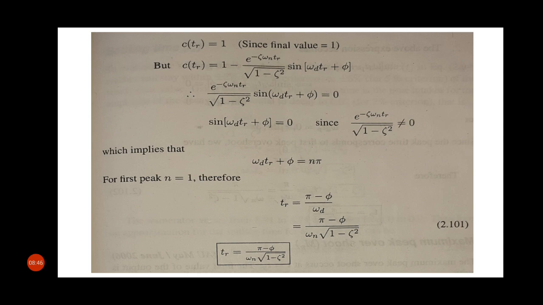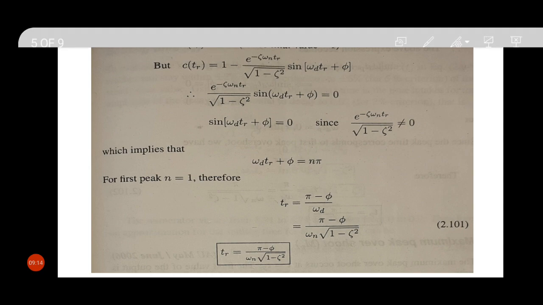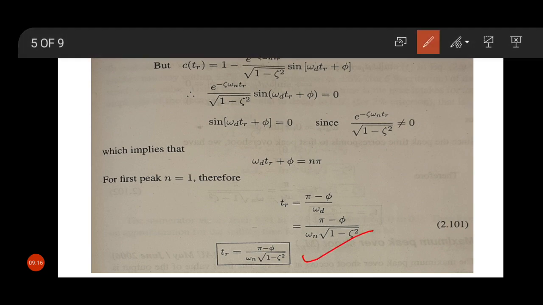From this equation we can write omega d Tr plus phi equal to n pi. For the first peak n equal to 1, therefore our rise time Tr equal to pi minus phi divided by omega d. Now we put the value of omega d in this Tr equation. So our final equation is Tr equal to pi minus phi divided by omega n root under 1 minus zeta square. So this is our rise time equation.